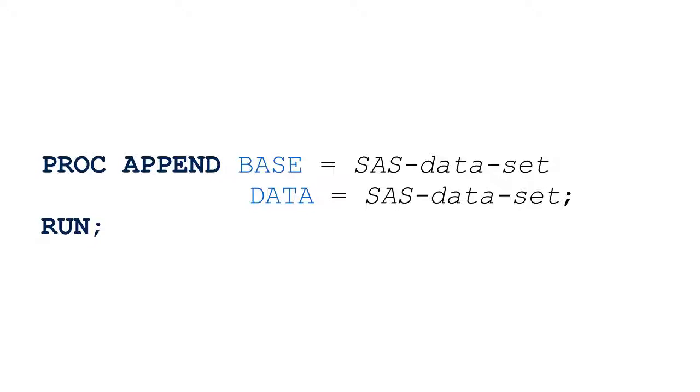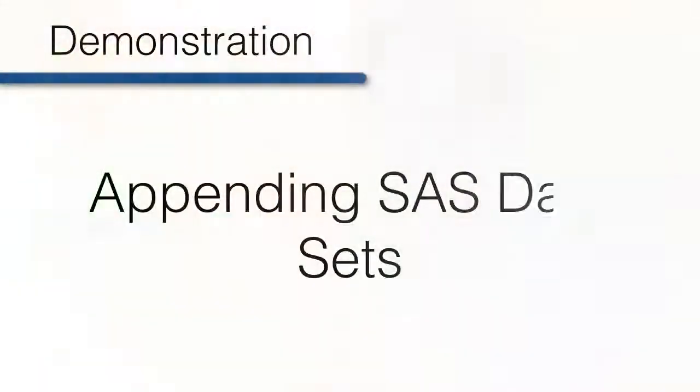Base equals names the dataset to which observations are added. Data equals names the dataset containing the observations you want to add. In a proc append step, you can specify only two datasets. Now watch this demonstration of appending SAS datasets.